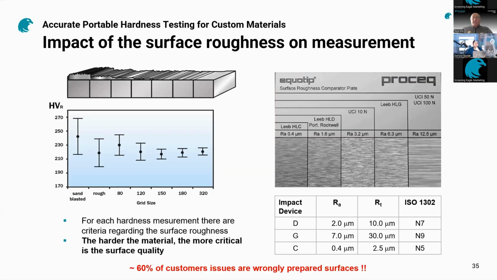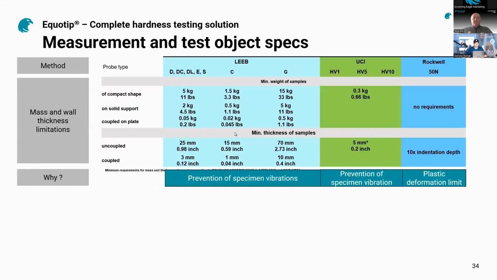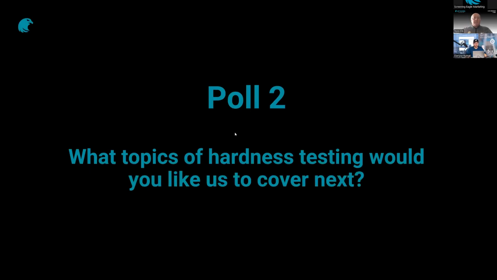So the DC device is still doing a Leeb D test. So technically, HLDC could be seen as an incorrect notation, but it's not a bad thing because it does tell you that it was done with a DC device. So I don't see a problem there. All right. With that, I think we should probably wrap things up and get back to the folks that we need to follow up with.